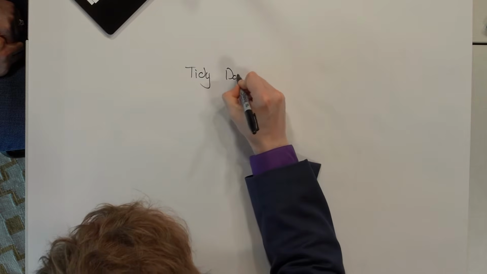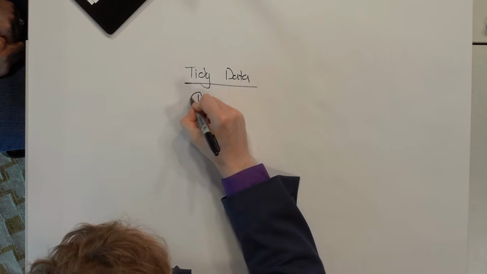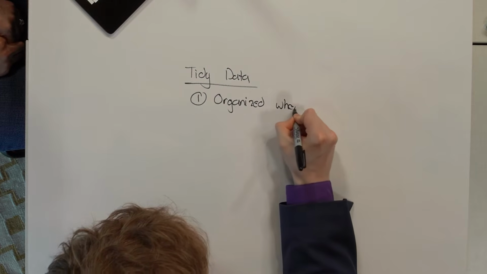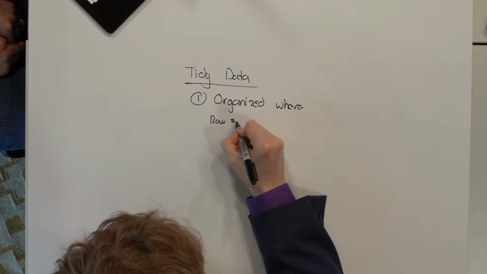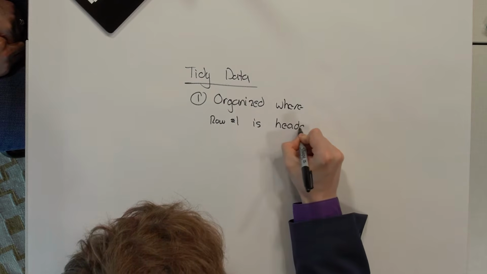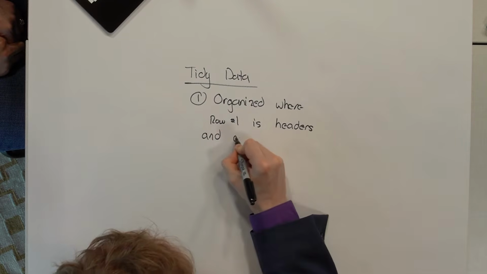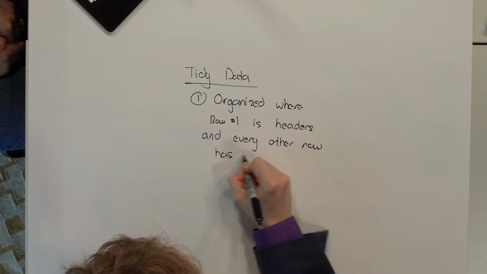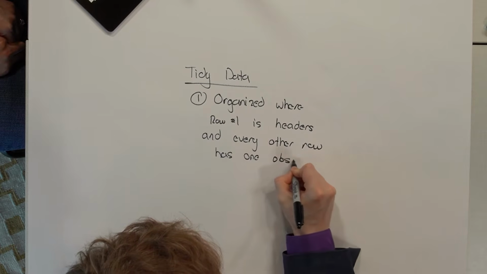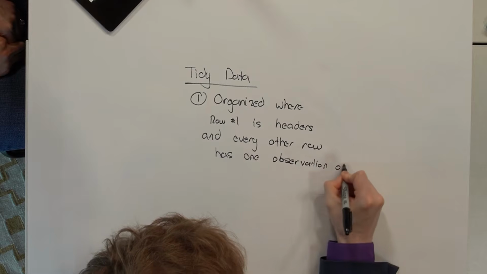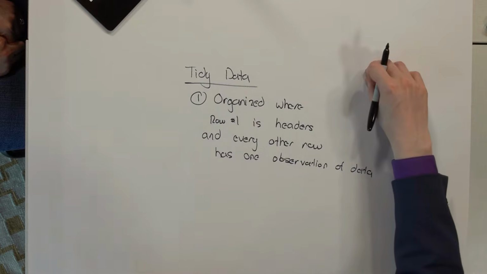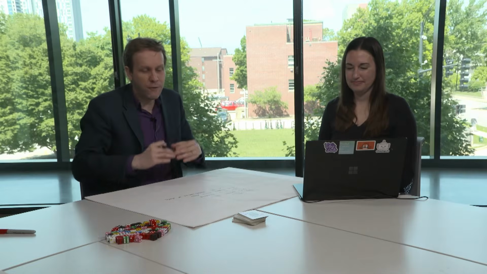If we have tidy data, we want data that is organized where row number 1 is column headers, and every other row has one observation of data. So we want to make sure that whatever files we have, we look at the top row of that file and we should see headers. And then every other row we see in the file, we want to see one data point.